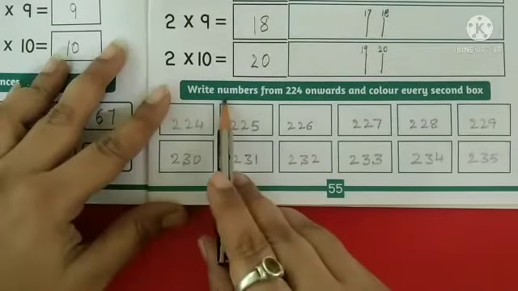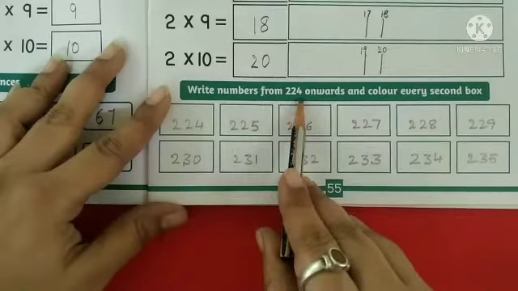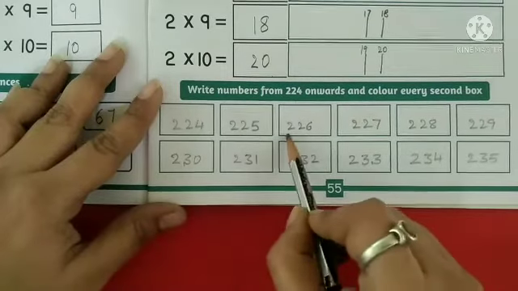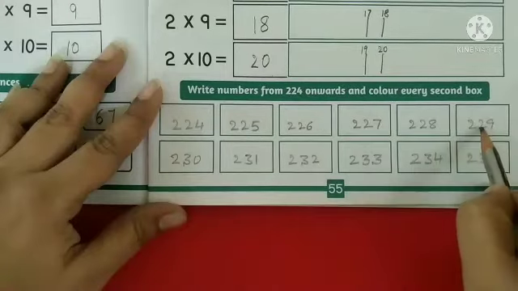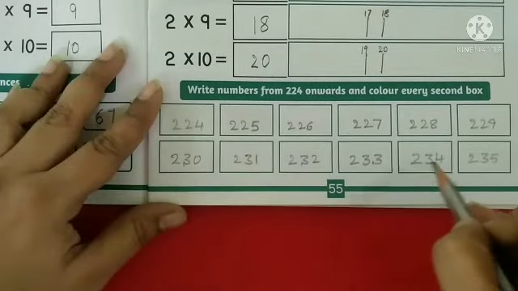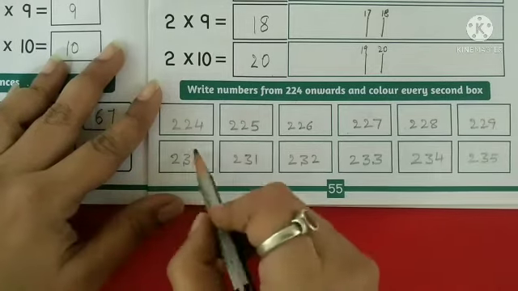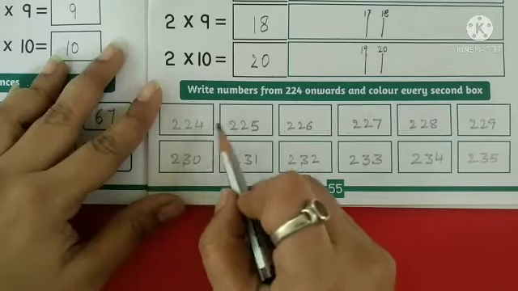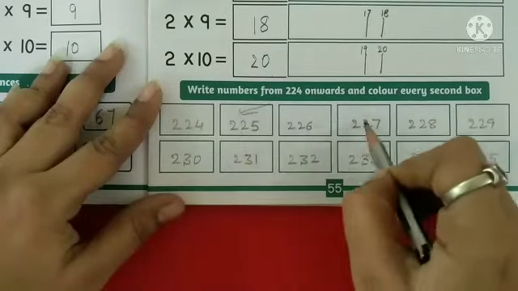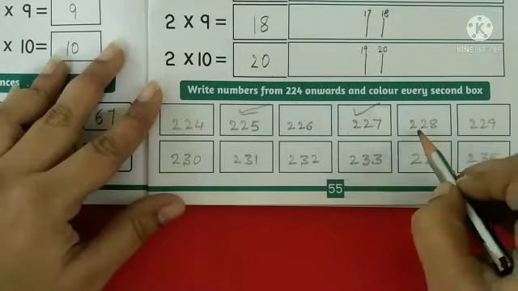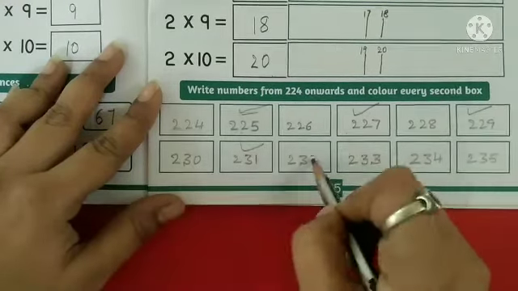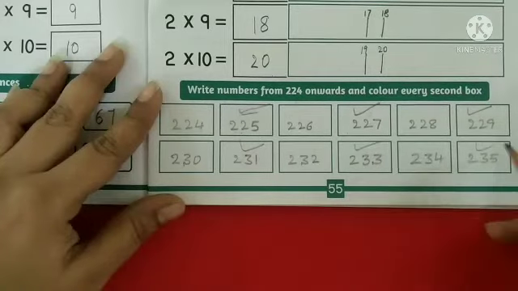In page number 55, we have an activity. Write the numbers from 224 onwards and color every second box. Here, 224, 225, 226, 227, 228, 229, 230, 231, 232, 233, 234, 235. Next, color every second box. First, second. This is the second box. Color this box. Next, first, second. Color this box. First, second. Color these boxes, children.